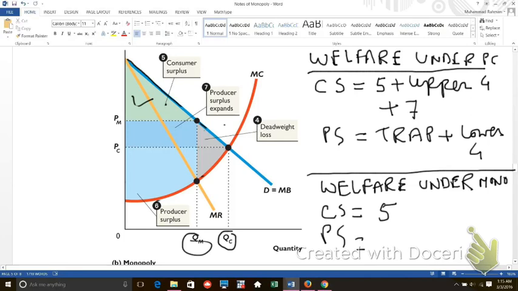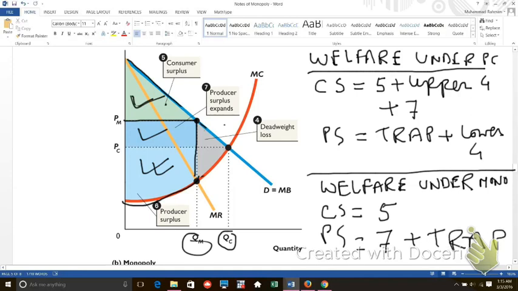So under monopoly, our consumer surplus is basically area 5, and our producer surplus is the area below price and above the market supply curve. So this is area that and this one, added together. So producer surplus is the rectangle 7 plus the trapezoid.